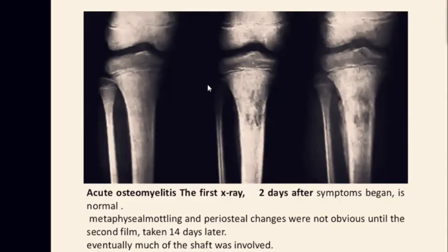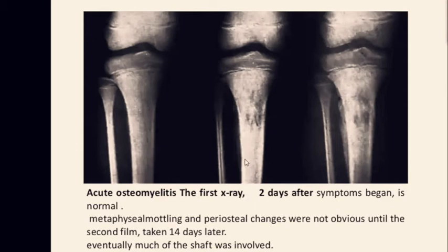So if you look at this X-ray, the first X-ray, taken 2 days after the symptoms began, is normal. The patient comes, you take an X-ray, he has a history of fever and pain in the proximal leg. You took an X-ray, you just see like this. But the patient still had pain and comes to you in 2 weeks. Now in 2 weeks, if you take the X-ray, it is like this.